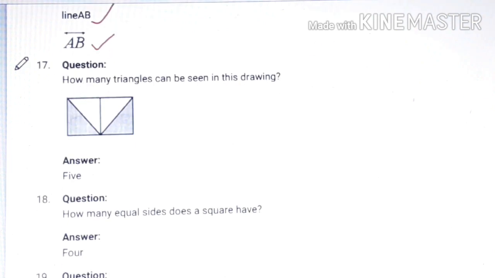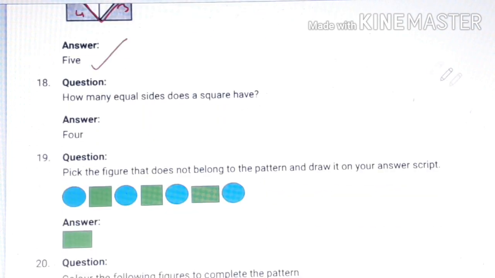Number 17. How many triangles can be seen in this drawing? In this drawing, how many triangles can you see? 1, 2, 3, 4, and this one is 5. Okay, so in total how many triangles? 5 triangles. Number 18. How many equal sides does a square have? It has 4 sides, right? So how many equal sides? 4. The correct answer is 4.